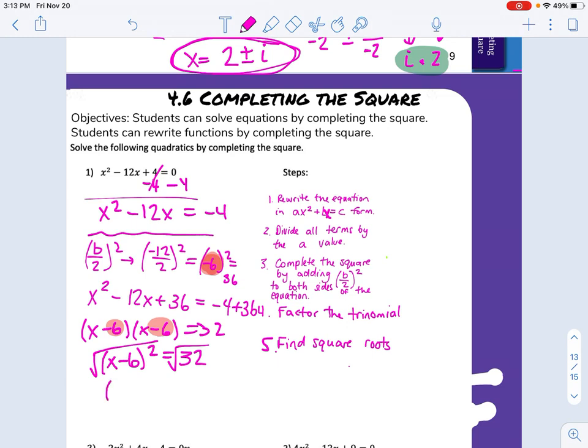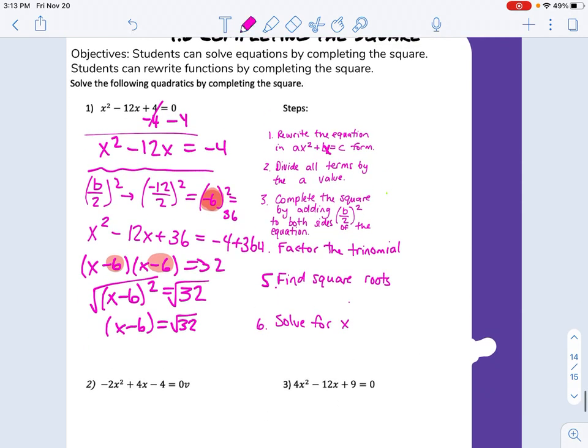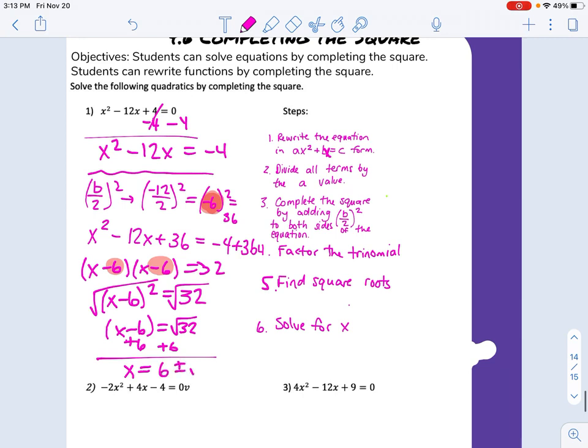Now, step 5, we already revealed, says find the square roots. So we'll find the square roots. x minus 6 equals the square root of 32. Step 6, we're going to solve for x. So we add 6 on both sides. Now notice this is x equals 6 plus or minus root 32.